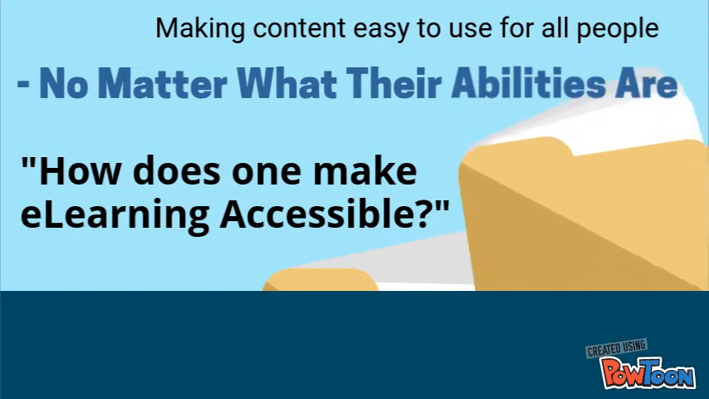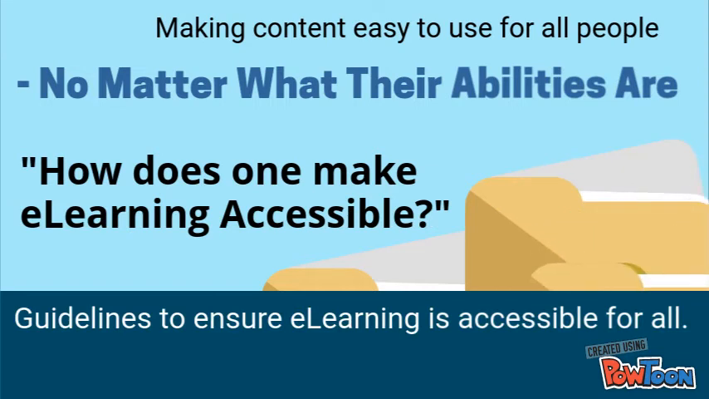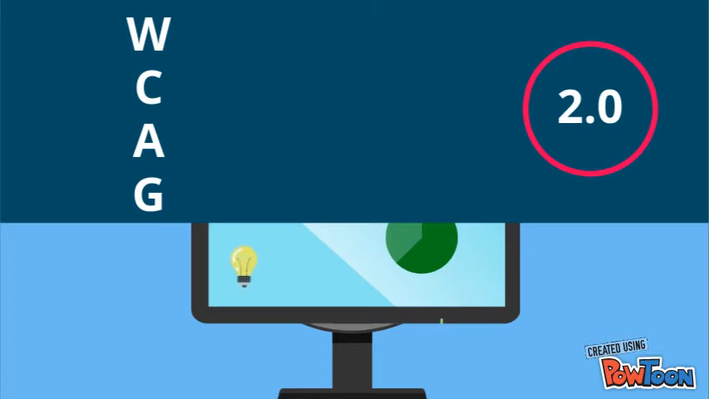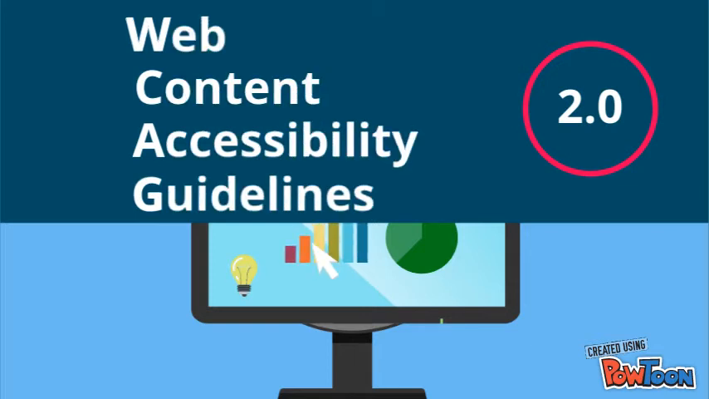How does one make e-learning accessible, you may ask? Well, there are different guidelines that we can follow to ensure e-learning becomes accessible for all. One of those guidelines I'm going to talk about is WCAG 2.0, which stands for Web Content Accessibility Guidelines, which is a set of standards for web content accessibility but also applies to e-learning.